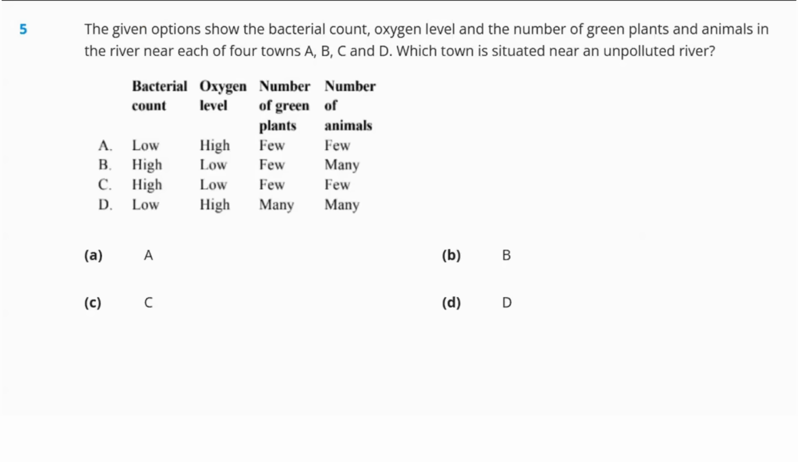Next question, question number 5. The given options show the bacterial count, oxygen level, and number of green plants and animals in the river near each of the four towns A, B, C, D. Which town is situated near an unpolluted river? When we say unpolluted river, oxygen should be high, number of green plants should be high, and if oxygen and green plants are high, the number of animals should be high, whereas bacterial count should be low. So option D should be the correct answer.